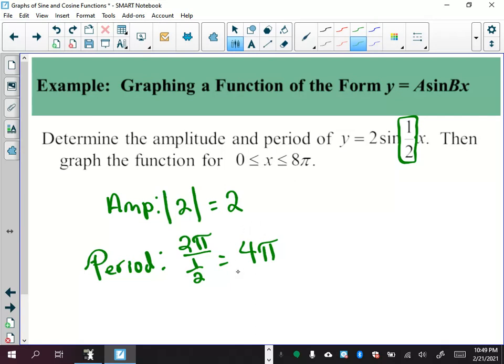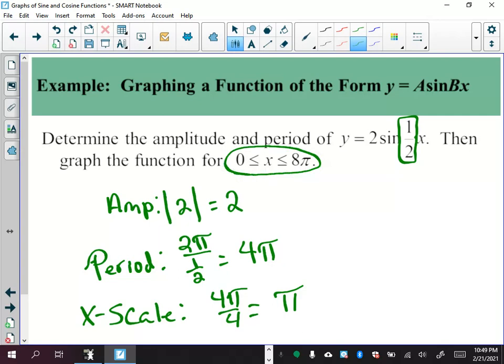And now remember that x scale that we're going to have to deal with. So we take this answer here. So your x scale is going to be 4 pi divided by 4. So all your x values are going to go up by pi. So we're going to start with 0, and then go to pi, and then go to 2 pi, and 3 pi, and 4 pi, and 5. So those are the x values that we want to show up on your calculator. We know that we're going to be bounded between this piece right here. So your x minimum in your window is going to be 0, and your max is going to be 8 pi.